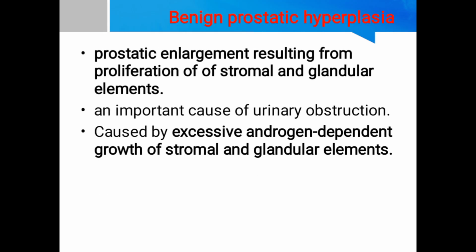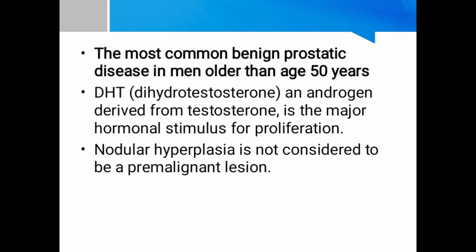Another pathology, benign prostatic hyperplasia, is very common in older males. It is prostatic enlargement resulting from proliferation of stromal and glandular elements, and an important cause of urinary obstruction. The patient usually presents with urinary retention caused by excessive androgen-dependent growth of stromal and glandular elements of the prostate. It is the most common benign prostatic disease in men older than 50 years. Dihydrotestosterone, an androgen derivative, is the major hormonal stimulus for this proliferation.